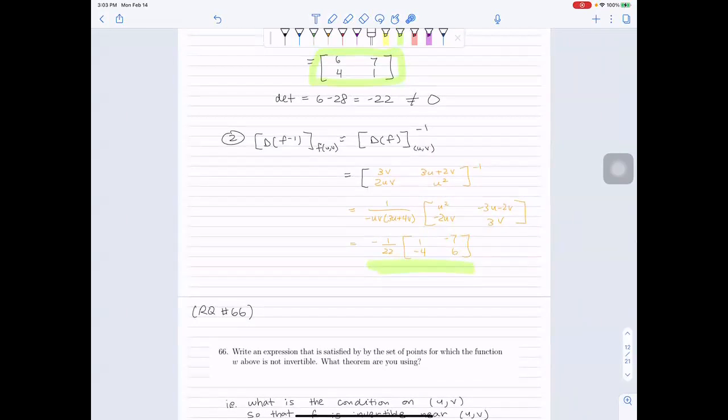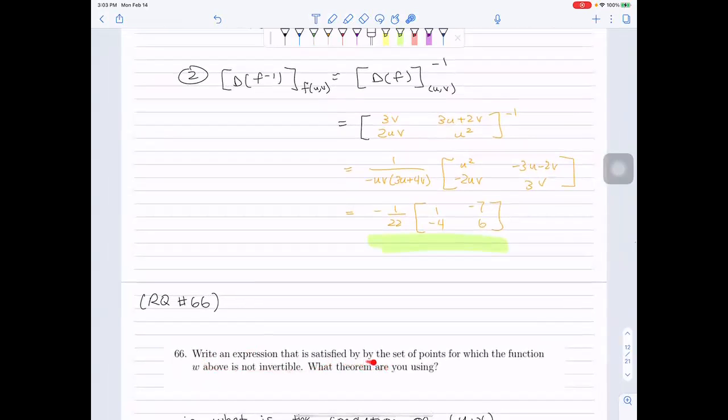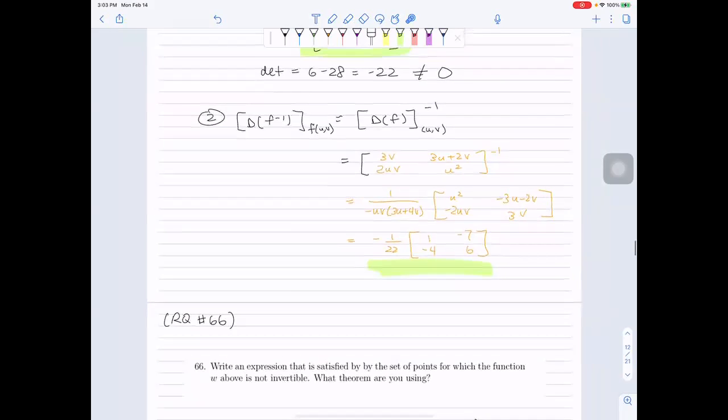The next question is related to this still. It says, write an expression that is satisfied by the set of points for which the function w above is not invertible. So what do you think should be the expression that we use to determine if it's invertible or not? Is it, or is not, 0, 0, as our expression? Oh, not what you should put in.